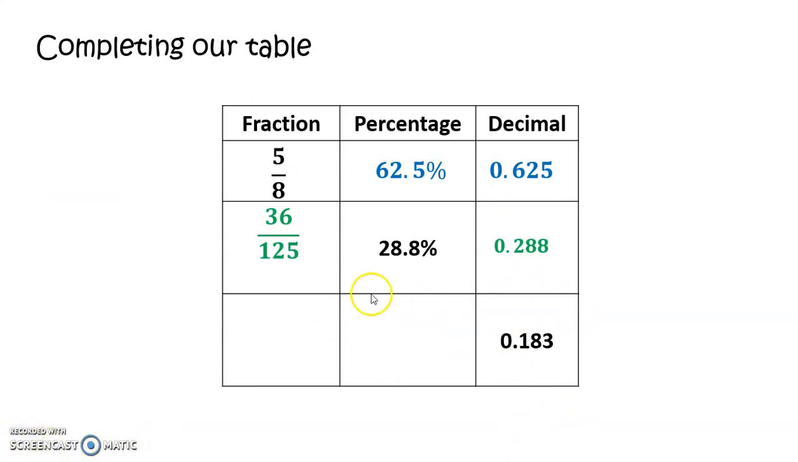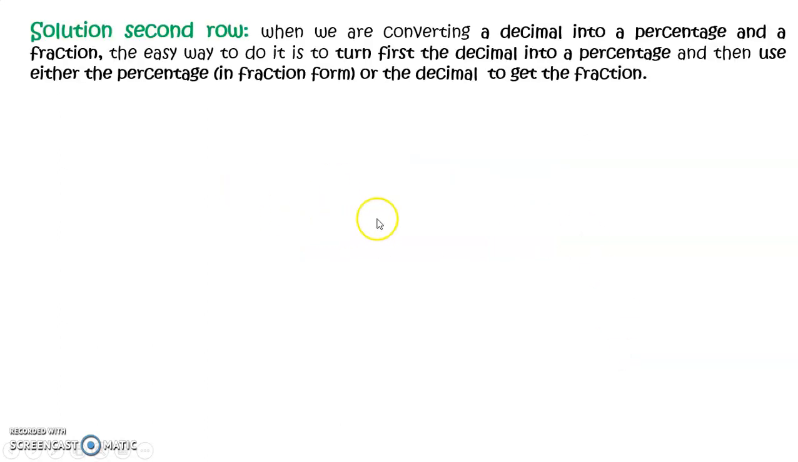To finish our exercise, what we're going to do now is take this decimal number and convert it into a percentage and then into a fraction. So as I showed you, there is always an easy way to do it when we're talking about decimal numbers, to go to percentage and to go to fractions.